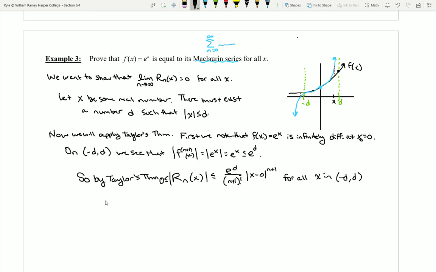Notice that the limit of 0 as n approaches infinity is clearly equal to 0. And also, if I do the limit as n approaches infinity of the other side, so that's my e to the d over n plus 1 factorial, and then I have x to the n plus 1th power, I'm going to have to simplify that down a little bit. This is the hard limit. But if I can show it's 0, then I know the limit of the inside thing is 0.